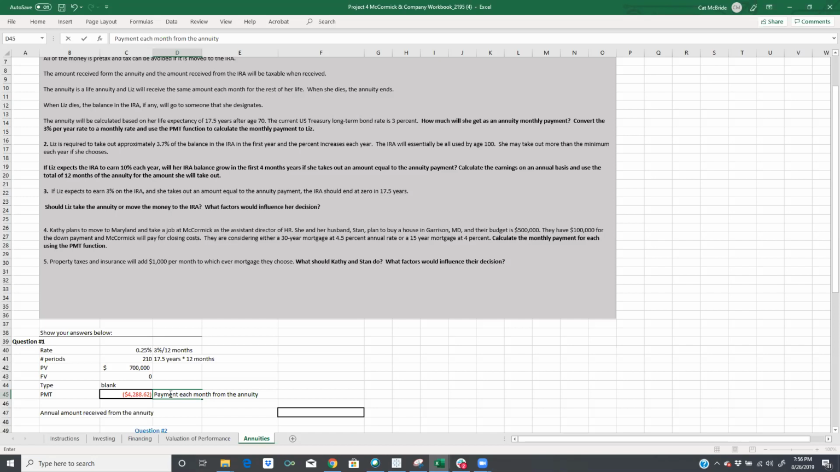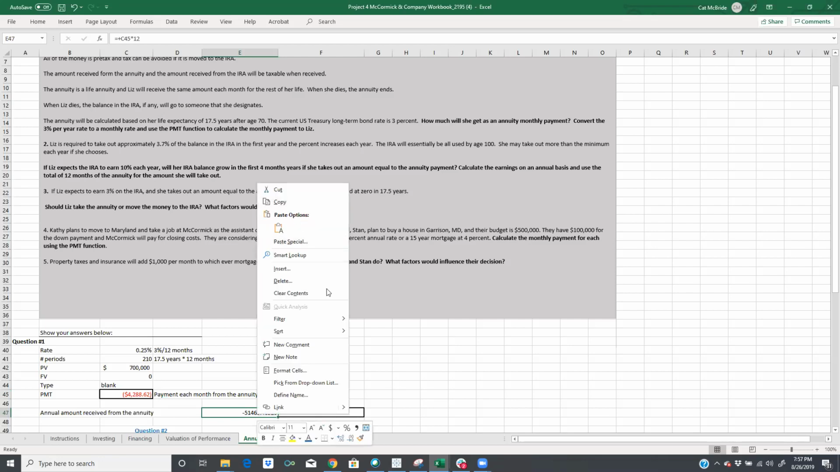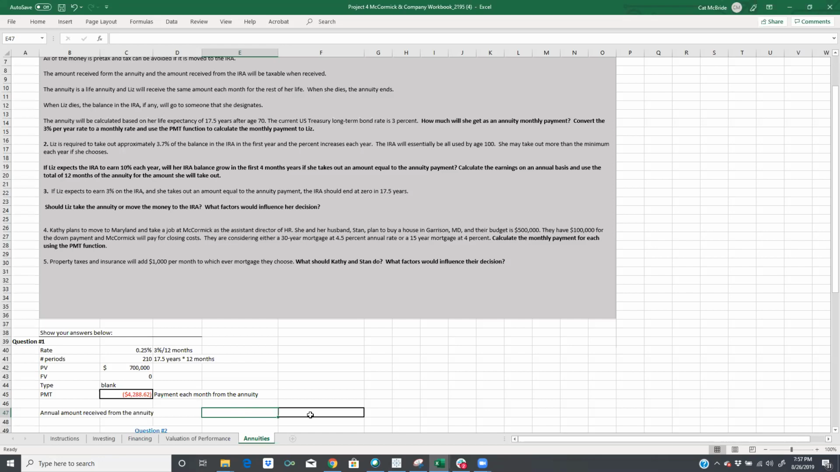Now, I am asked for the monthly payment, but then I'm going to need the annual payment also. So the annual payment is going to be this payment, obviously, the monthly payment times 12 months is going to be my annual payment. Oh, it'd be helpful if I put it over here, wouldn't it? We'll just do it from here. So there's my annual amount.